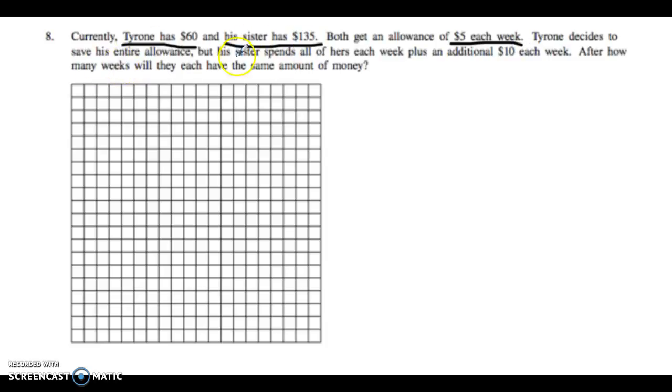Tyrone decides to save his entire allowance, but his sister spends all of hers each week, plus an additional $10 each week. Wow, she is really spending her money. After how many weeks will they each have the same amount of money? So we know with annotation it says after how many weeks will each of them have the same amount of money. So how many weeks is the thing that they're asking for.